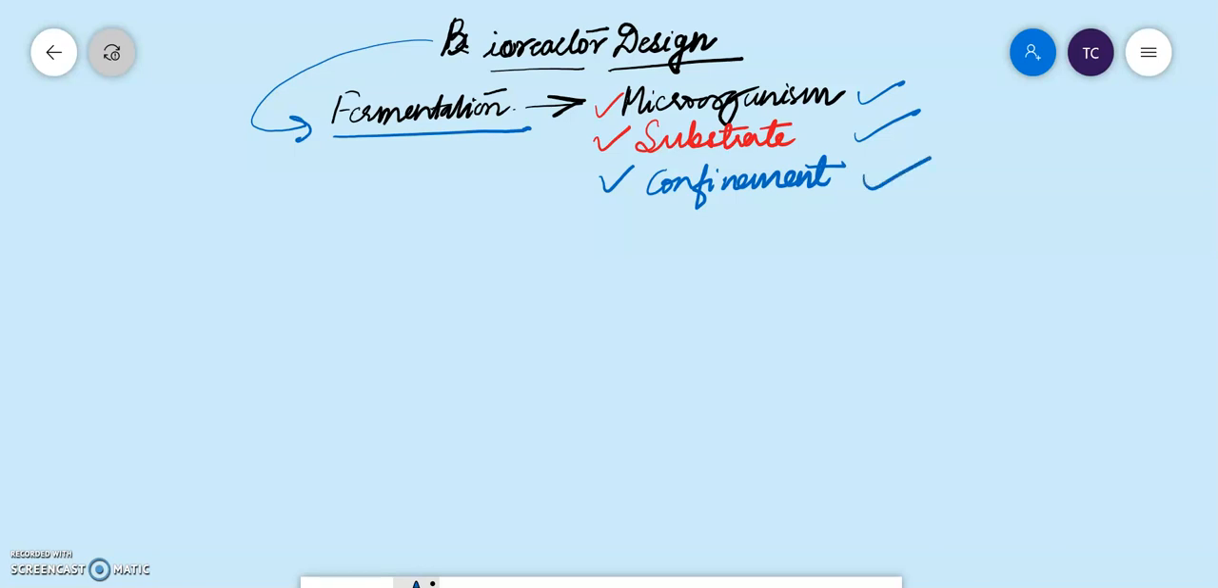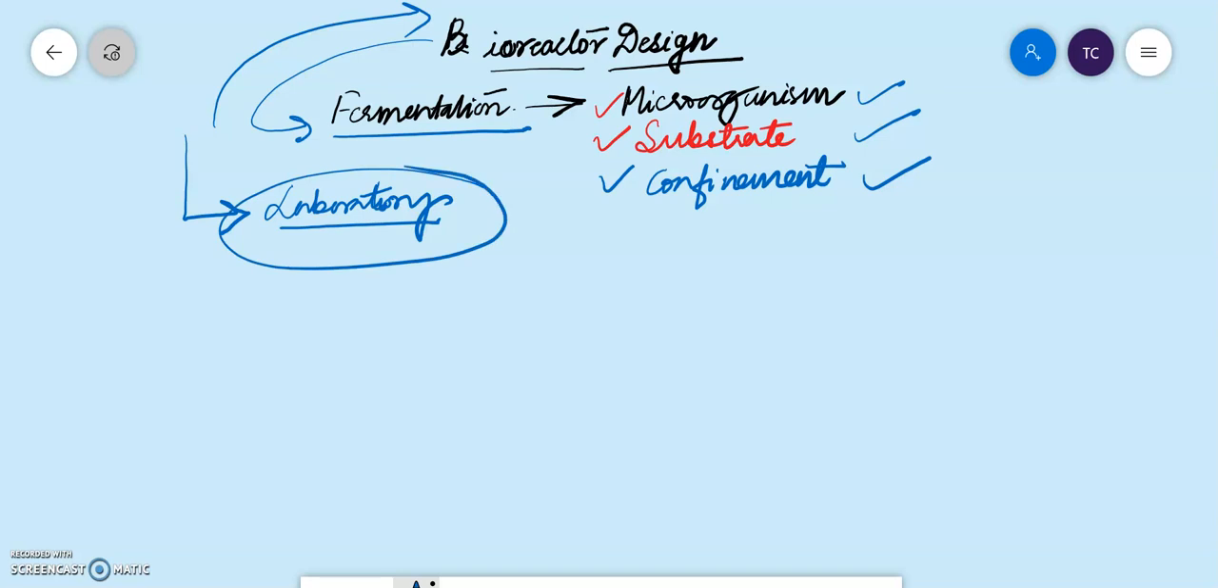Now the question is that, as we have seen in my history, it can even be done in a jar, right? It can even be done in any confinement. So you have your conical flask and other glasswares in your laboratory. So why don't you try a fermentation over there? Why do we require a bioreactor for doing it? So from this particular question comes the idea of the definition of a bioreactor, right?